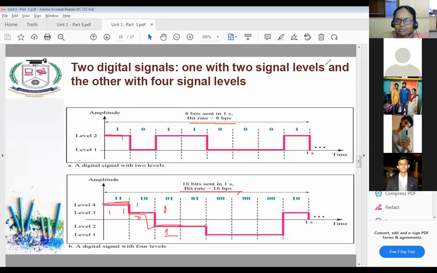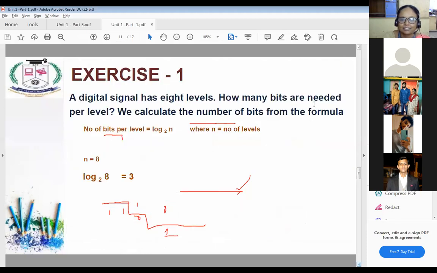Students? Yes, ma'am. So here 8 bits per second. Now here how many bits per second? 8 into 2, what will be the value? 16. 16 bits per second. Is it clear? So here 2 digital signals are there, one with 2 level. 2 level means ones and zeros. Here you see that it looks like an analog signal. We have 4 levels. Okay. Now one small calculation, then I will end my class.